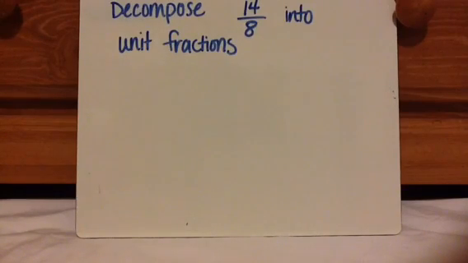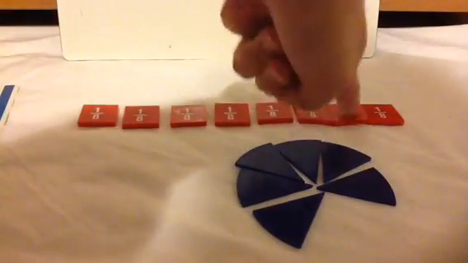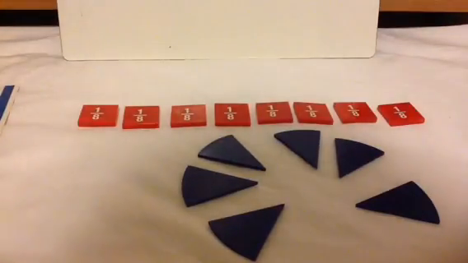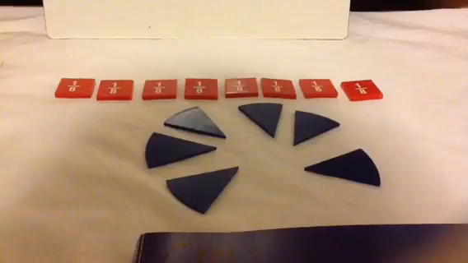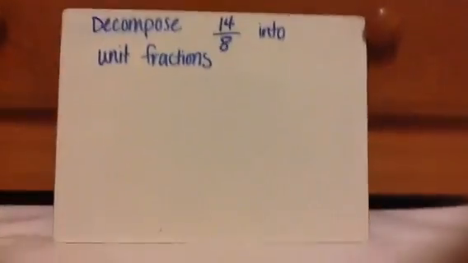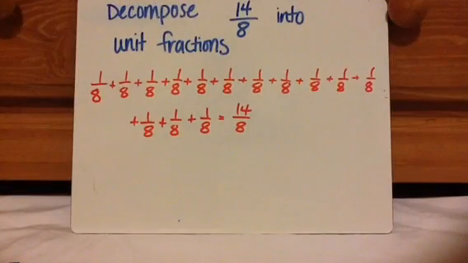So here is 14/8, 1/8, 1/8, 1/8, 1/8, 1/8, 1/8, 1/8, 1/8, 1/8, 1/8, 1/8, 1/8, 1/8, 1/8. And I'm sorry that I don't have all the pieces the same. Just pretend that they're the same. I forgot to get a second pack of the same kind. So I would represent 14/8 like this. So here's what 14/8 would look like.